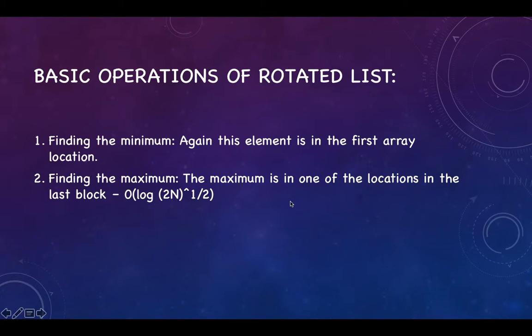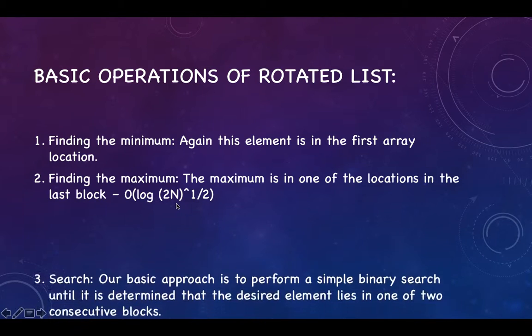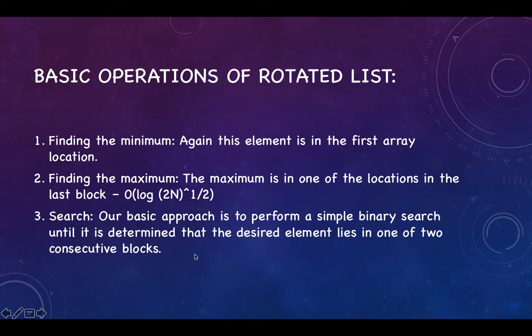Finding the maximum, we can find the maximum in one of the locations in the last blocks, which is in order square root of log 2n. Then the search operation. Our basic approach is to perform a simple binary search until it is determined that the desired element lies in one of the two consecutive blocks.